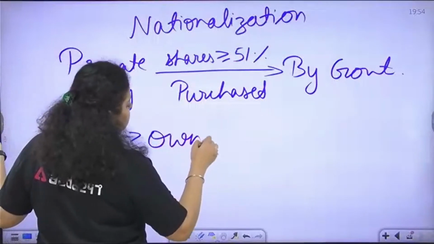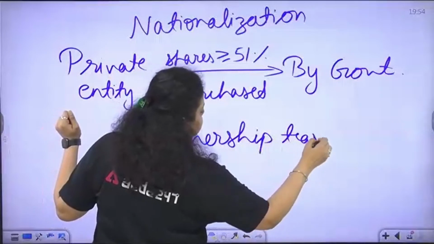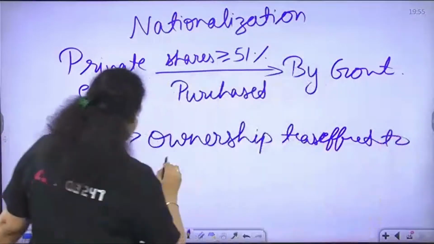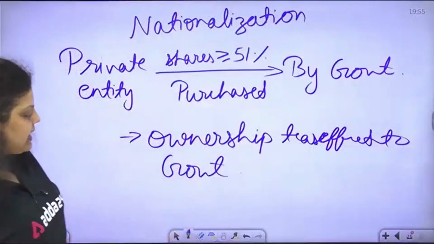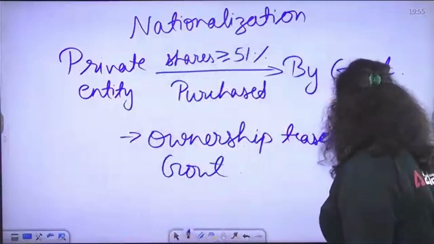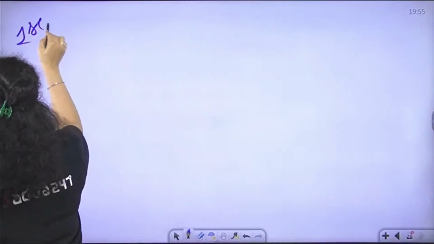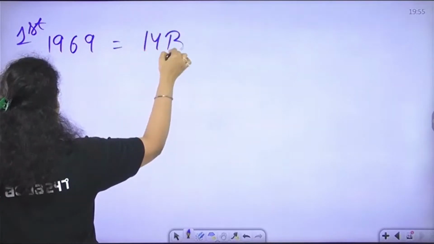And why has it been done? To transfer the ownership to the government. And it has been done in India 2 times. The first nationalization was done in 1969, and 14 banks were nationalized.